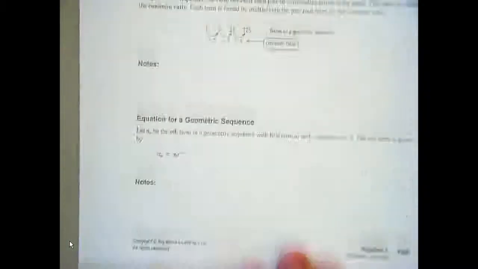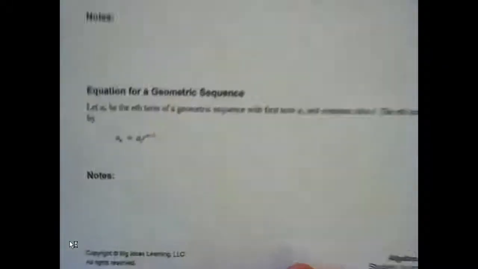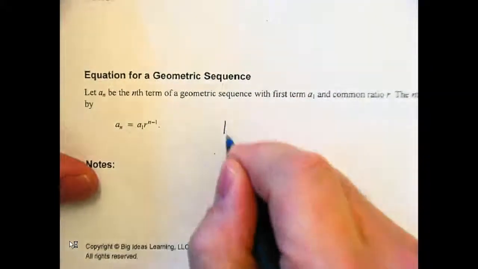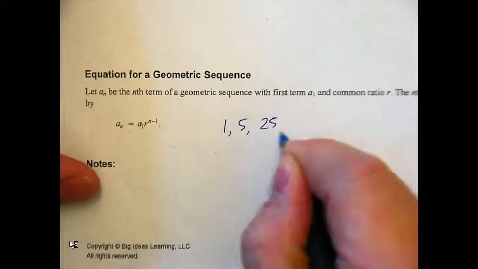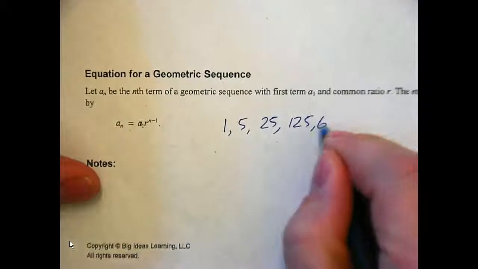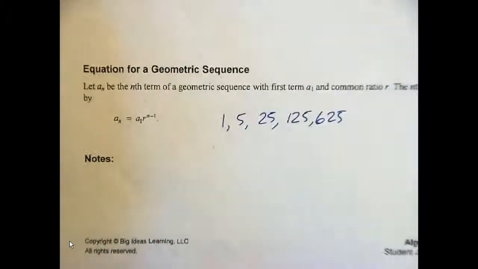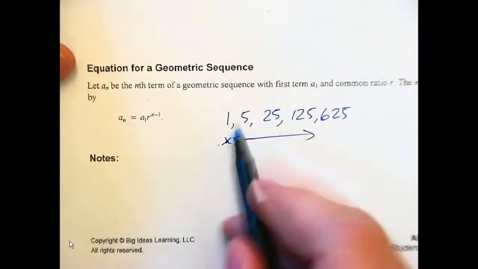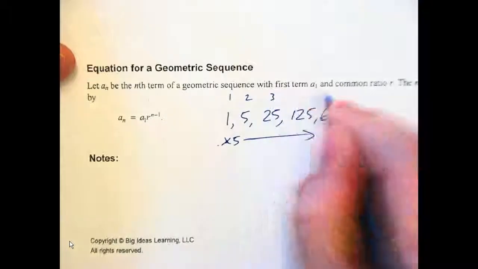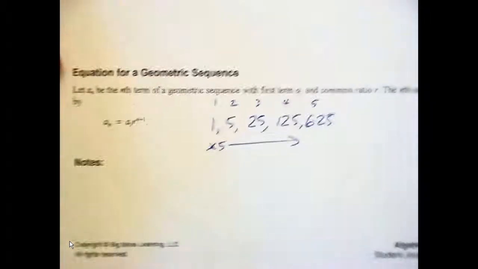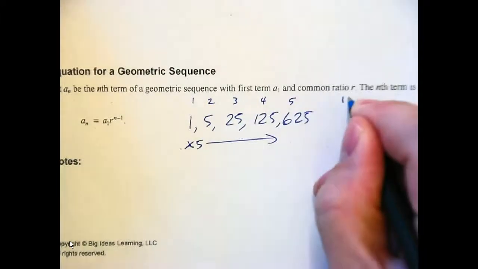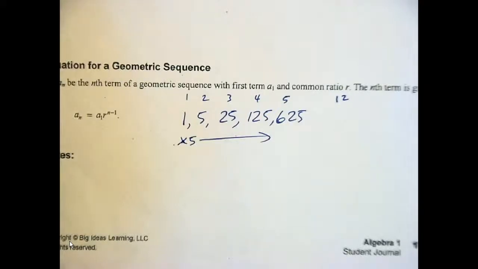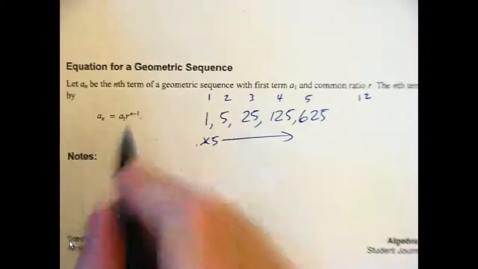Hey, there's an equation for a geometric sequence. If I gave you this sequence here, 1, 5, 25, 125, 625, what am I doing every time? Multiplying by 5. Common ratio is 5. So I've given you the first, second, third, fourth, and fifth term of the sequence. I want you to tell me the 12th term. Rather than actually multiplying that many times, the other way of doing it is to use this formula.